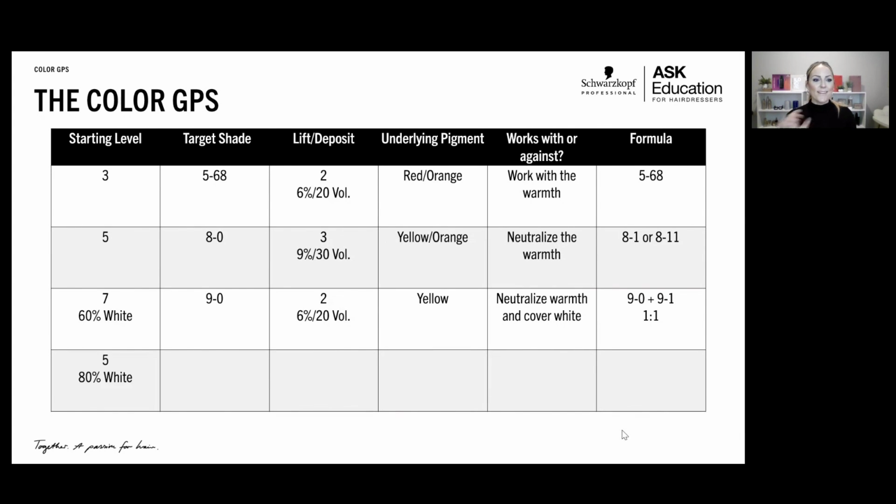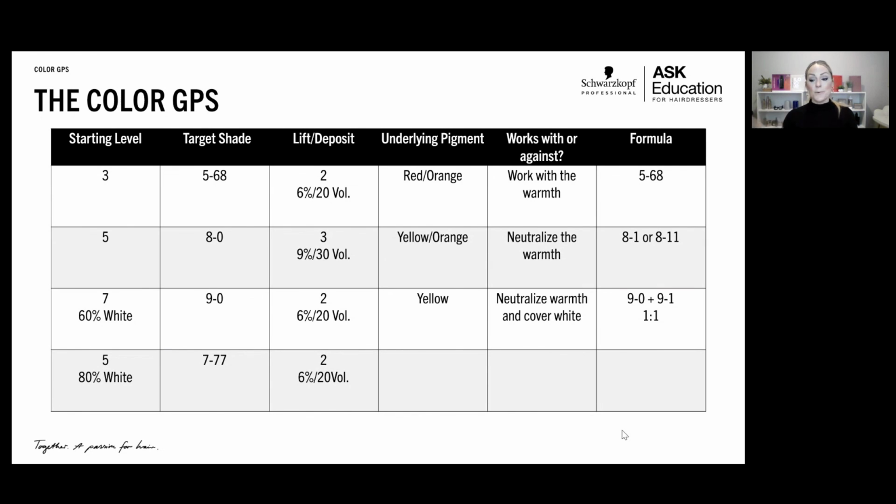All right, last but not least, we have a level 5, but this client is 80% white, so we have a lot of white here. The target color is a level 7 intense copper, right? So 7-77. They still have 20% of their natural hair that does need to be lifted, and 80% of the white that needs to be covered. So we're going to use our 6% 20 volume for that to get us the lift and the coverage at the same time.